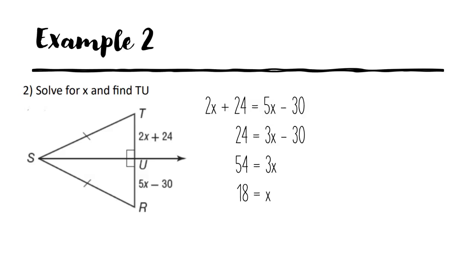Once I know that x is equal to 18, I use that to figure out the length of TU. TU is 2x plus 24, so I'm going to plug 18 into that expression, and I get 36 plus 24, or TU is equal to 60.